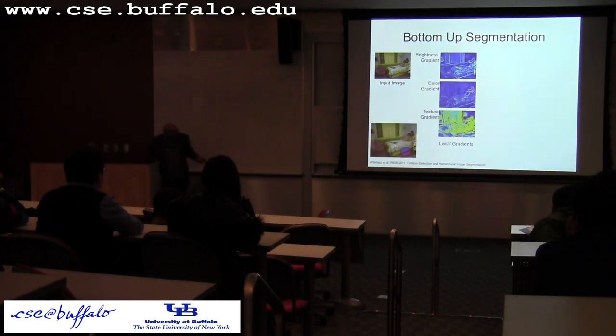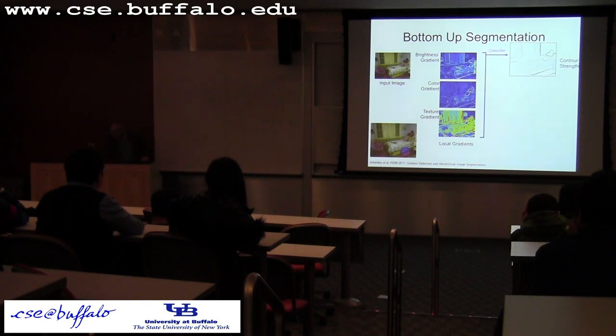So the bottom-up segmentation is work we have done before, where we were trying to use brightness, color, and texture. These are the basic signals for segmenting out regions in ordinary images. And then we come up with, so this is essentially a fancy way of doing edge detection, but the edges are based on multiple cues. And then we can actually construct regions out of them, or these super pixels out of them.